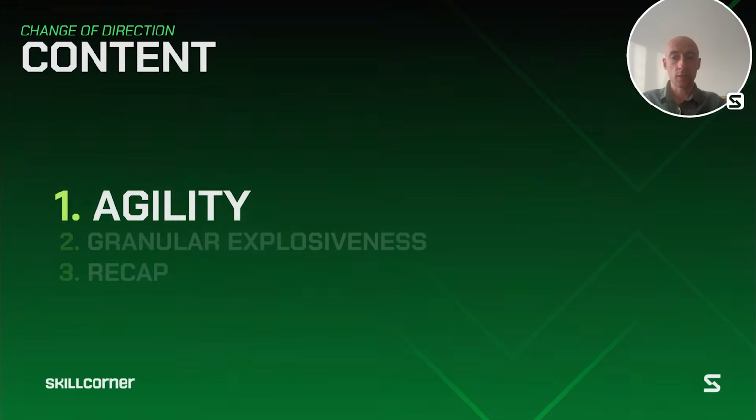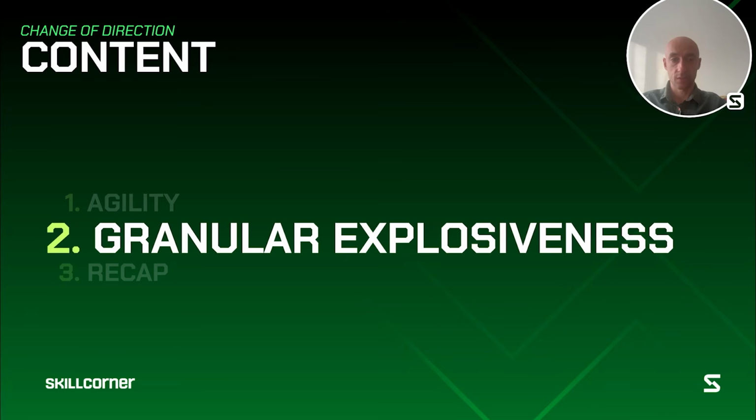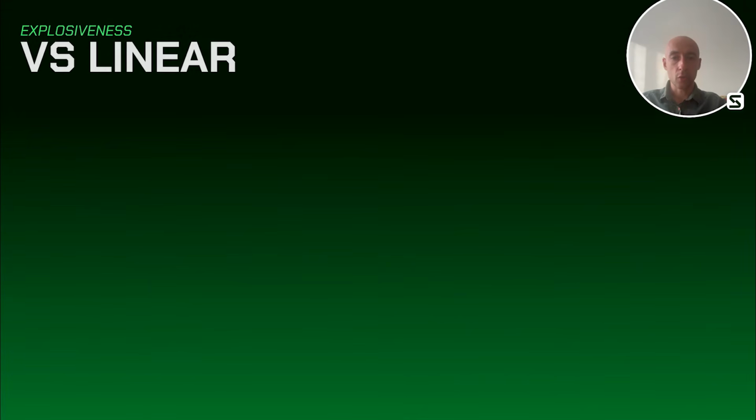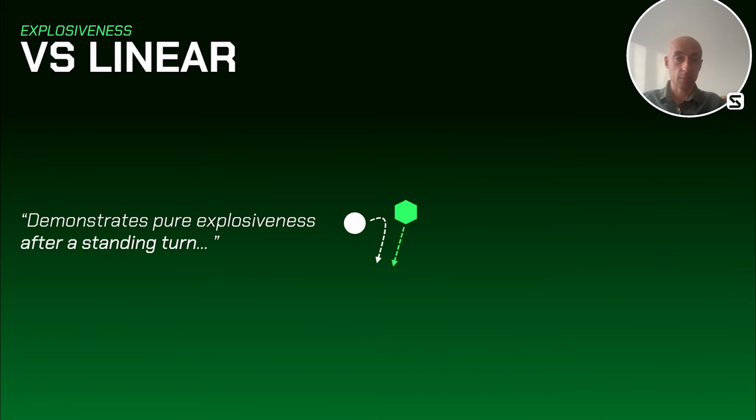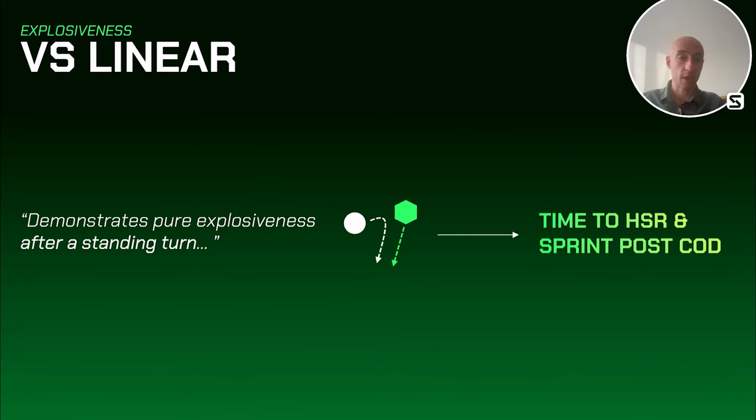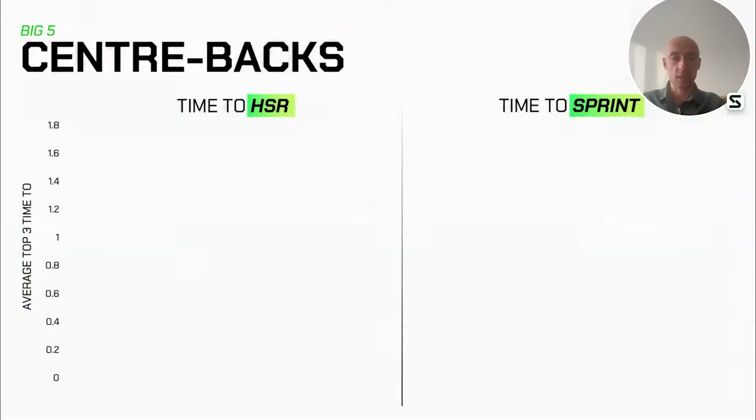Now we go forward and we look at explosiveness. What we are looking for through the matrix that you will see is the ability for players to demonstrate pure explosiveness after a standing turn. We have 2 metrics to measure this: time to high speed running and time to sprint post change of direction. Let's look at a specific case study here as well.